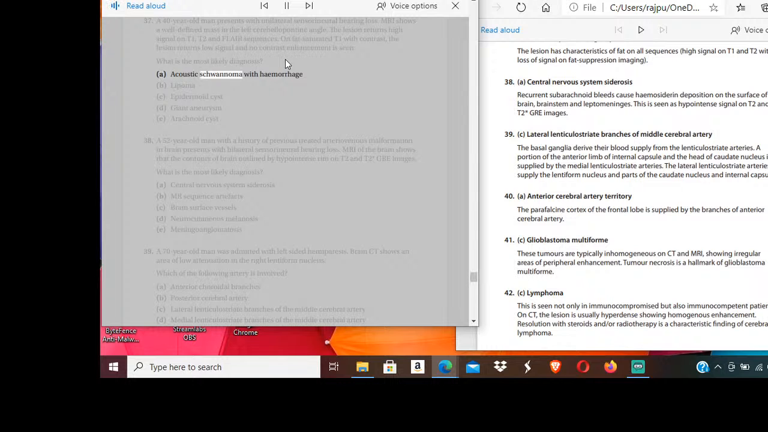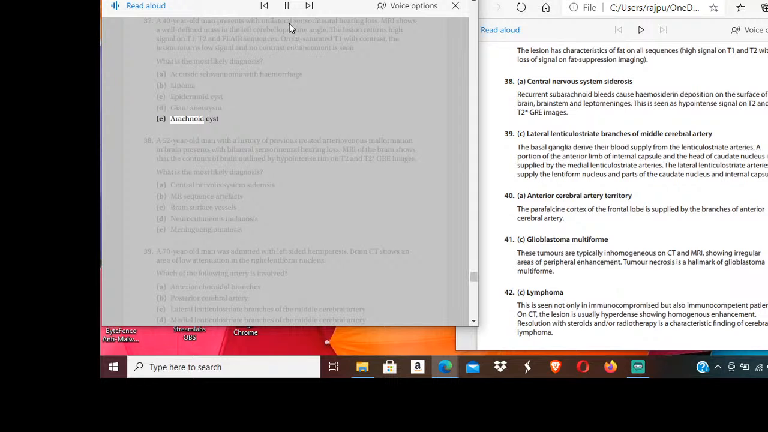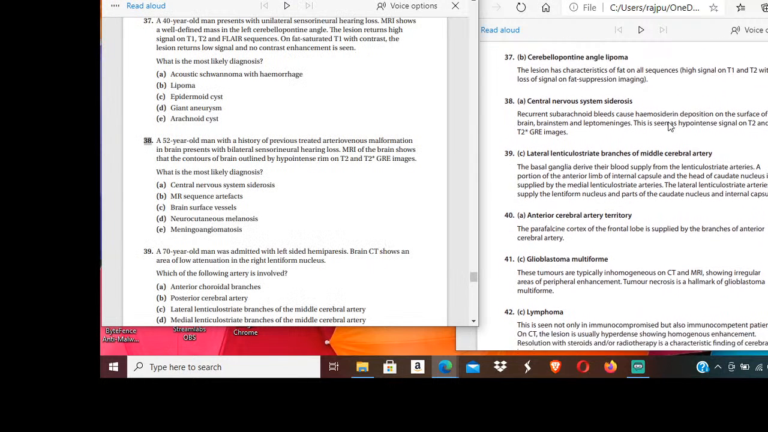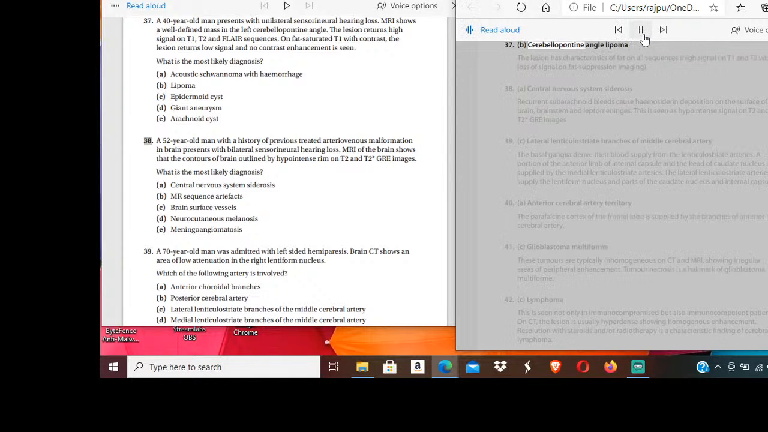A. Acoustic schwannoma with hemorrhage. B. Lipoma. C. Epidermoid cyst. D. Giant aneurysm. E. Arachnoid cyst. 37. B. Cerebellopontine angle lipoma.